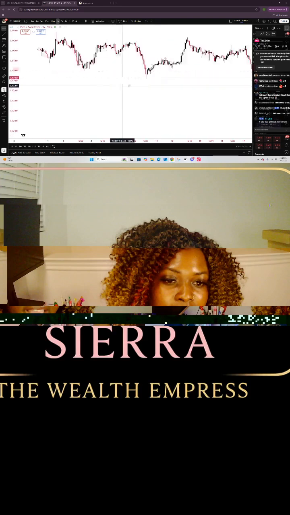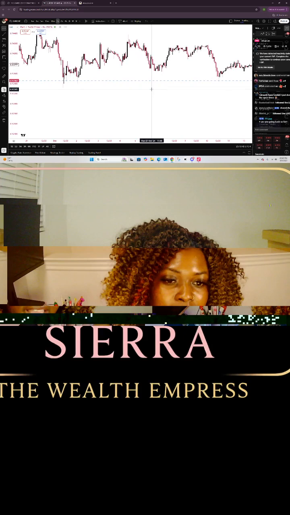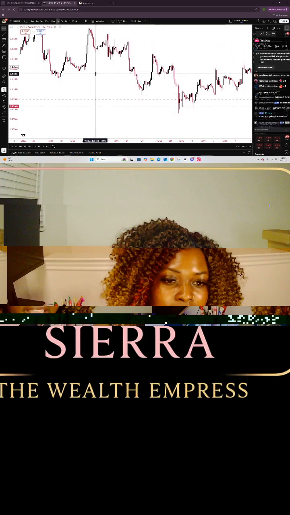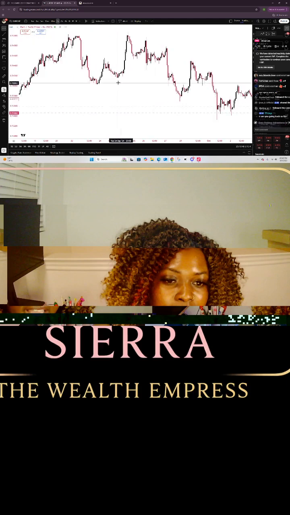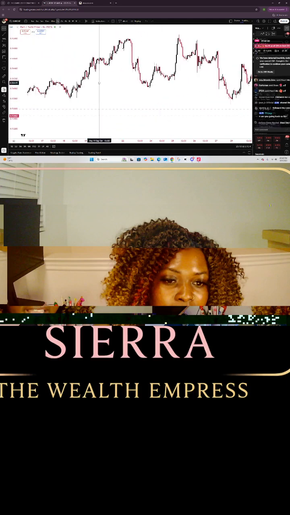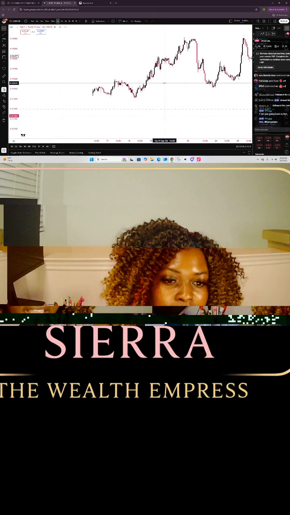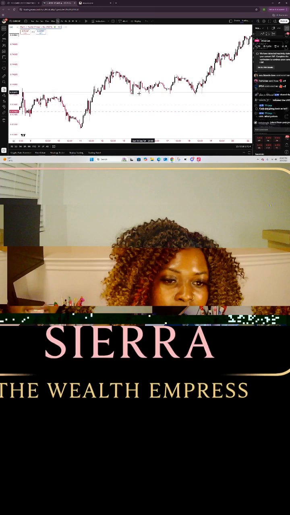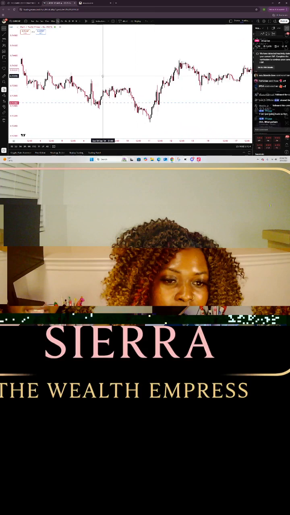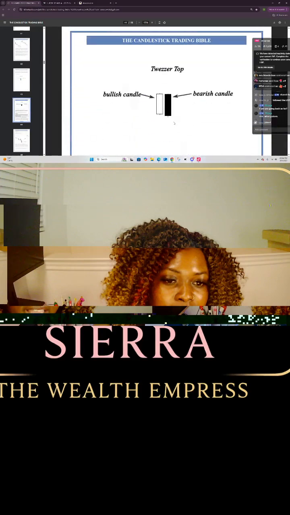Because I'm looking for the pattern. I may have to go down to the lower time frame, but I don't see it. I haven't seen it yet. As far as the top, we've seen a couple bottoms. Tweezer top. So this is a tweezer bottom, and this is our tweezer top.